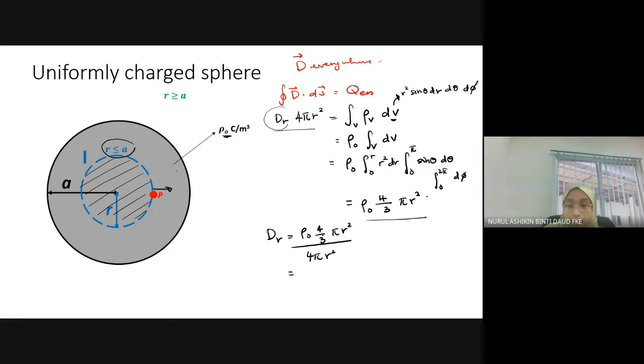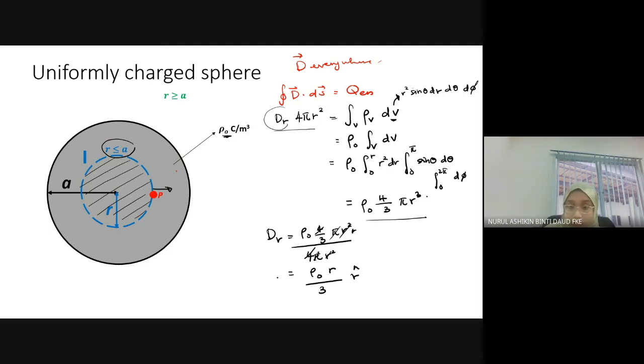So it will give me rho naught r over 3 in the r direction. Sorry, this is r cubed, because integrating r squared gives r cubed. So this will be r, so this will be r over 3, in the r direction.